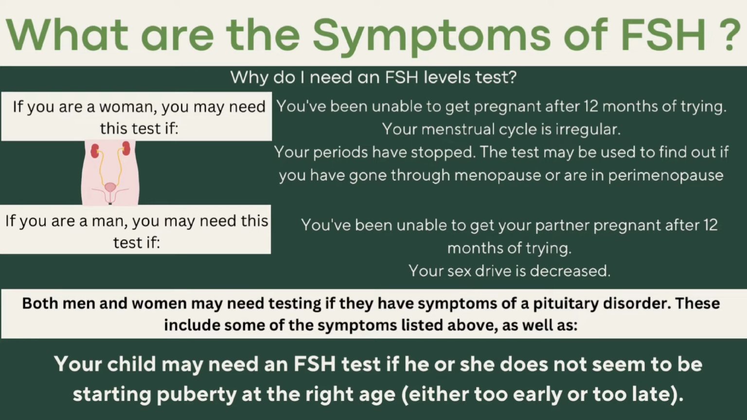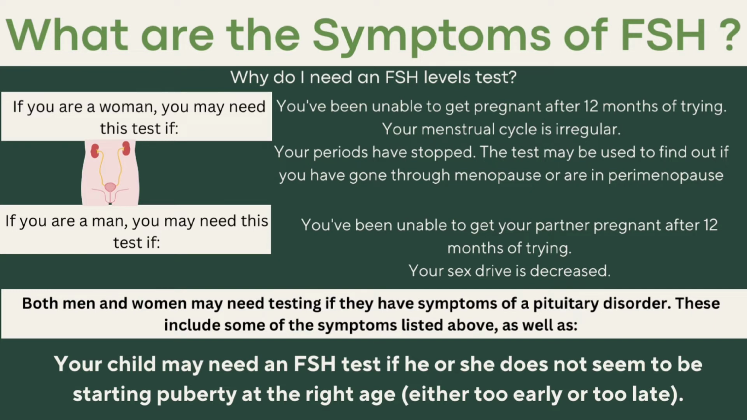In women, you may need this test if you have been unable to get pregnant after 12 months of trying, your menstrual cycle is irregular, or your periods have stopped. This test may be used to find out if you have gone through menopause or are in perimenopause. And if you are a man, you may need this test if you have been unable to get your partner pregnant after 12 months of trying, or your sex drive is decreased.